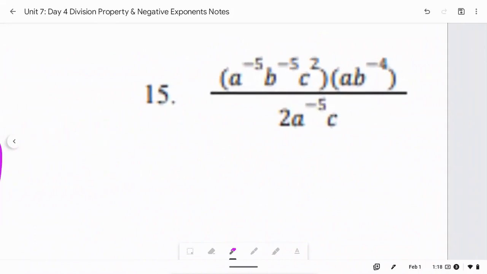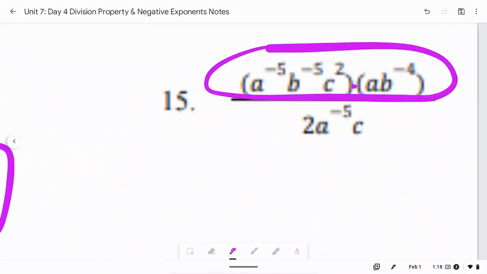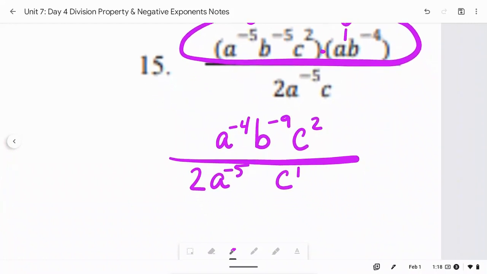For number 15, this is the most challenging one because I have a multiplication problem in the numerator. So first we're going to take care of the numerator and keep the denominator the same. So remember, we add exponents when we're multiplying. So let's add the a's together. So negative 5 plus 1 is a to the negative 4th power. Then we're going to add the b's together. Negative 5 and negative 4 is b to the negative 9th power. And then just bring down c to the 2nd power. Keep the denominator the same. So keep it as 2a to the negative 5, c to the 1st.